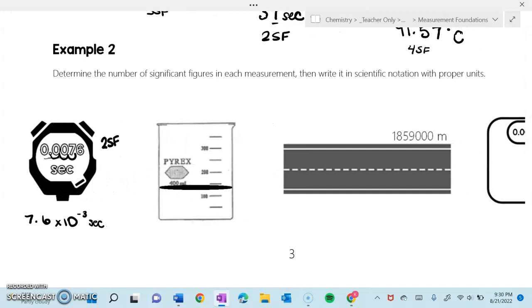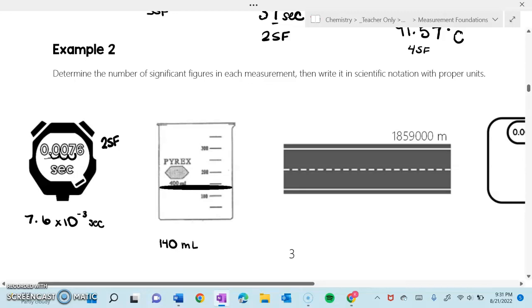Let's look at this beaker here. We've got tick marks telling us by 50s how much is in the container. So first we need to make an estimate of the volume in this beaker. It's definitely between 100 and 150, so we can put our 100s place, we know for sure. Now we need to estimate our tens place. Somewhere between 100 and 150, I'm going to estimate the tens place to be 40 milliliters.